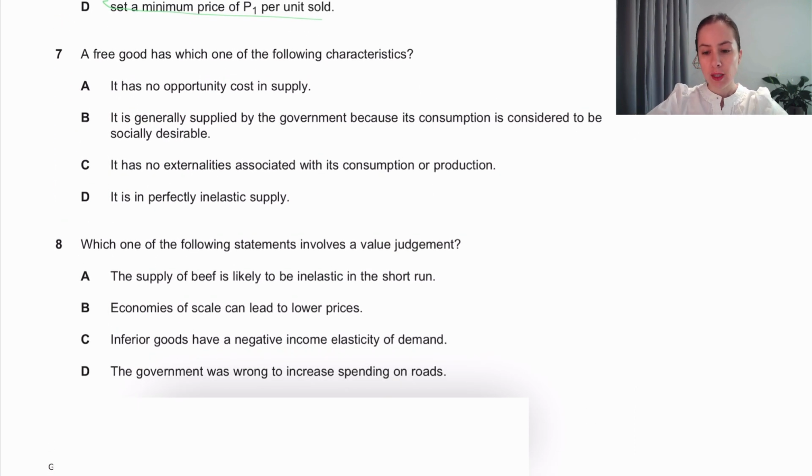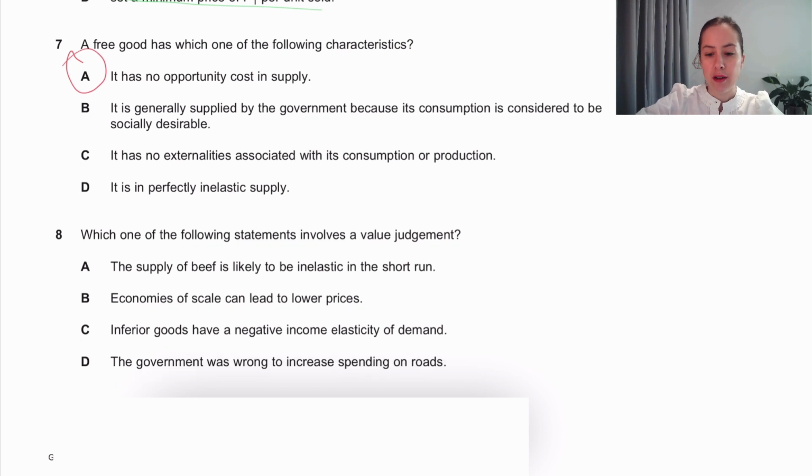A free good has which of the following characteristics? No opportunity cost. That's what you're looking for. That's the definition of that one.